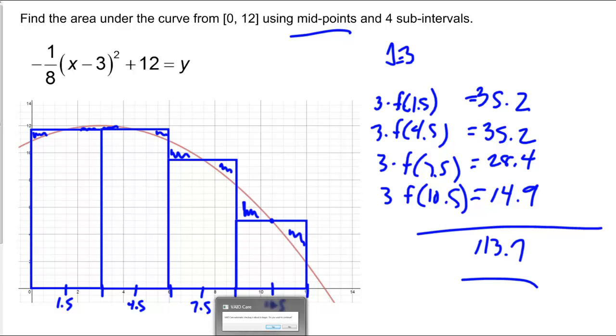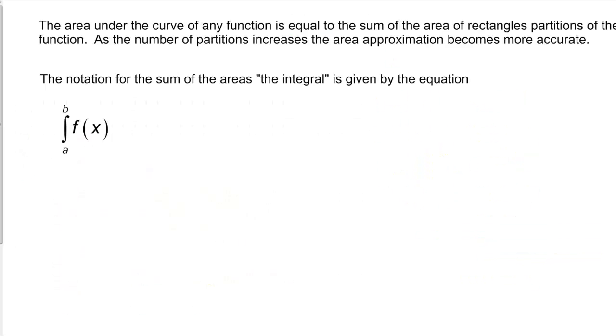And we will find the exact by using our calculator in just a minute after I explain a couple of things. So what we've done now is we said the area under the curve of any function is equal to the sum of the area of rectangle partitions of the function. And as the number of partitions increases, the area approximation gets more accurate.